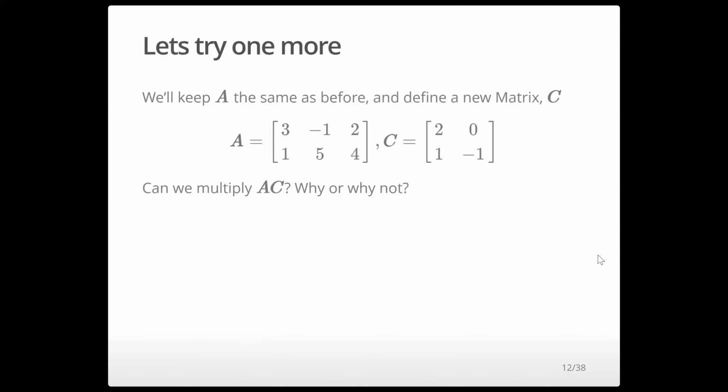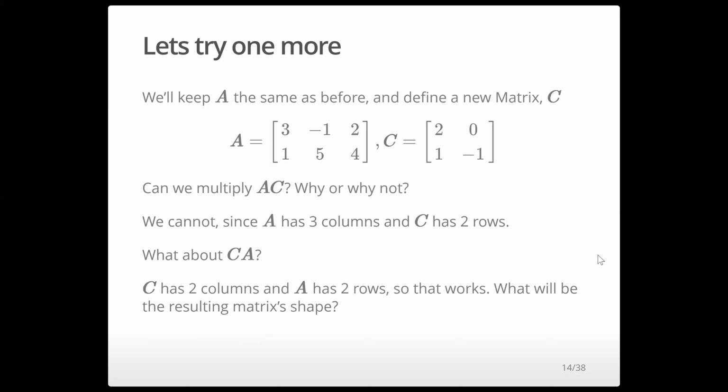Let's try another one. We'll keep A the same as before, and we'll define a new matrix C. Can we multiply AC? Why or why not? In this case we can't, because A has 3 columns and C has 2 rows. So these are not conformable matrices. What if we flip it? Can we do CA? That works. C has 2 columns, A has 2 rows. What will be the resulting shape? It will be 2 by 3 because C has 2 rows and A has 3 columns.